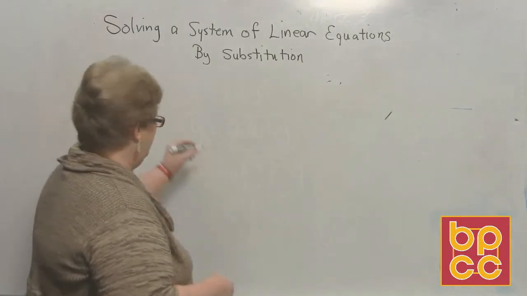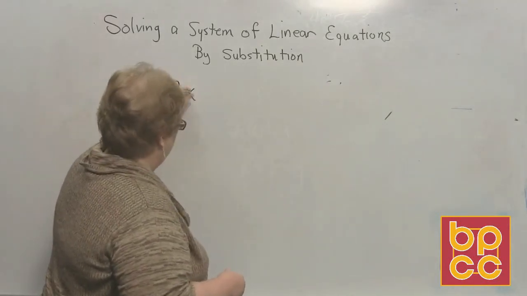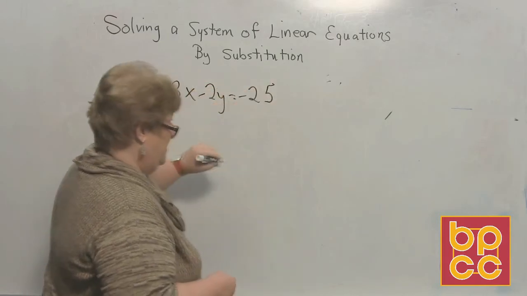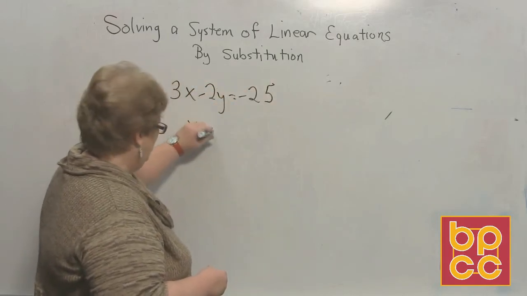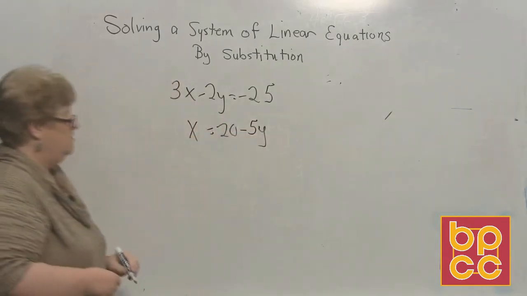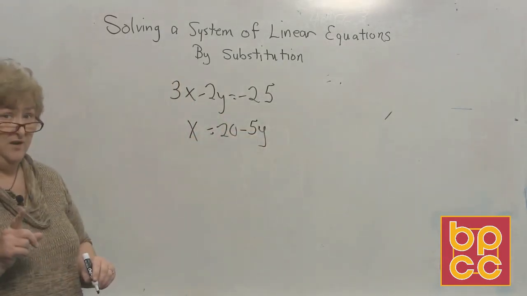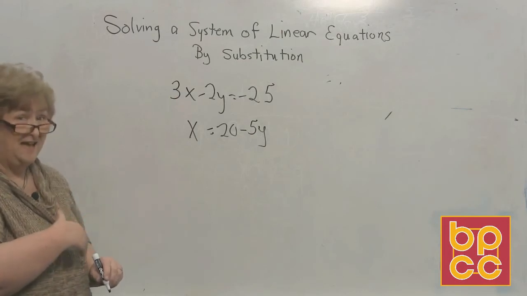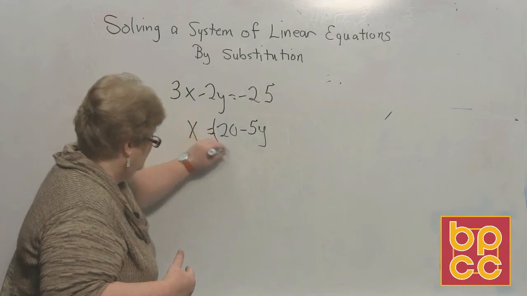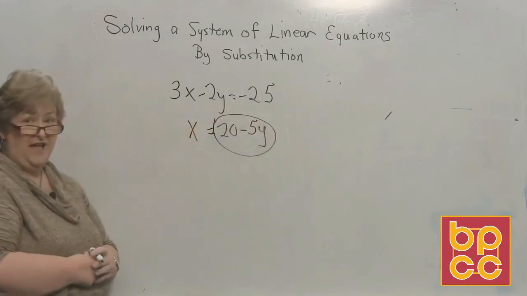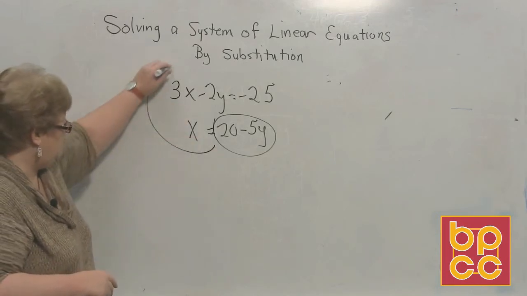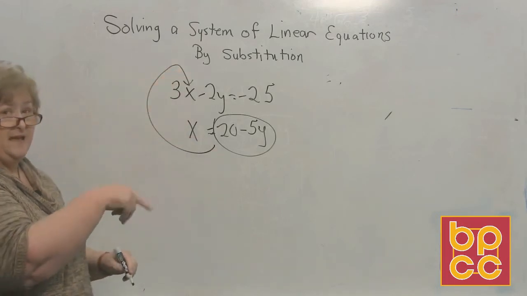Okay, let's try 3x minus 2y equals negative 25. And then I'm going to say x equals 20 minus 5y. Now, that looks kind of difficult, but I think we can do it. We do have an x isolated, so x's new name is 20 minus 5y. That's his new name. So when you see x right there, do not call him x. Call him 3 times his new name.